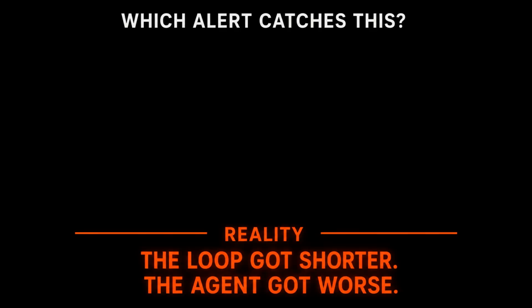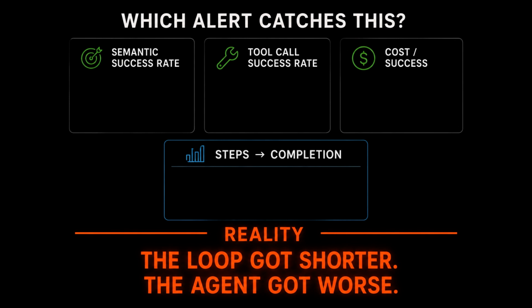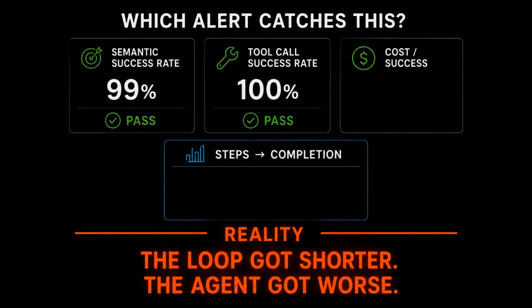Here's where I'd stop most engineers and ask, which of your alerts catches this? If you're using the 4 I've talked about before: Semantic success rate. Per tool call success rate. Cost per successful request. Steps to completion. Semantic success rate. The agent still answered the question. Passes. Tool call success rate. Per tool. Every individual tool call succeeded. None errored. Passes.